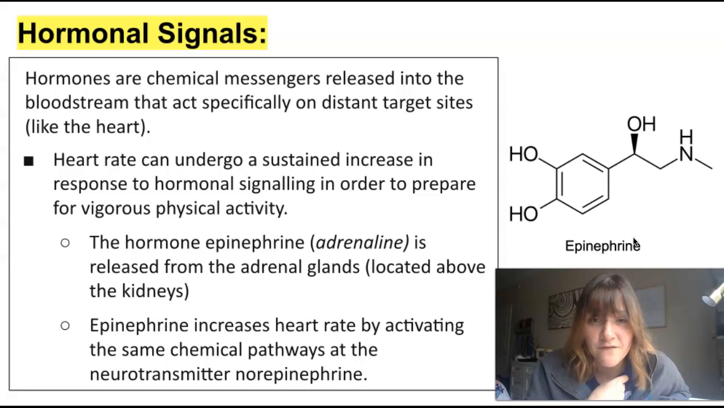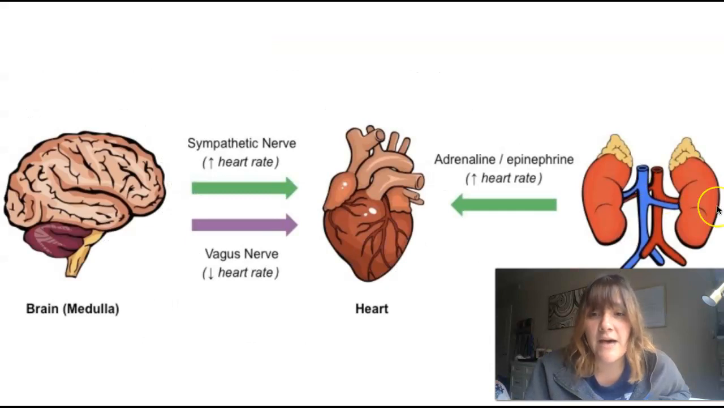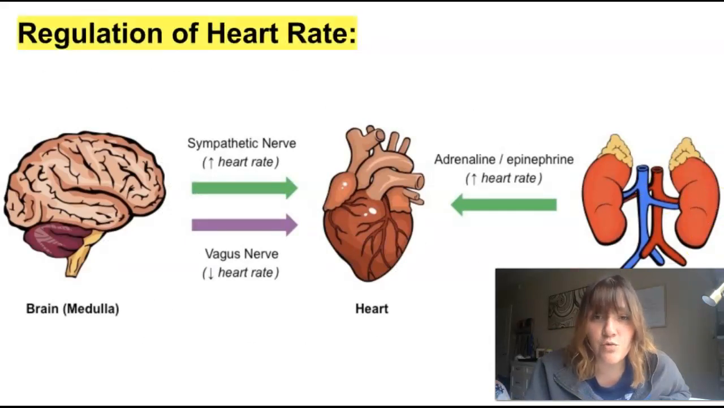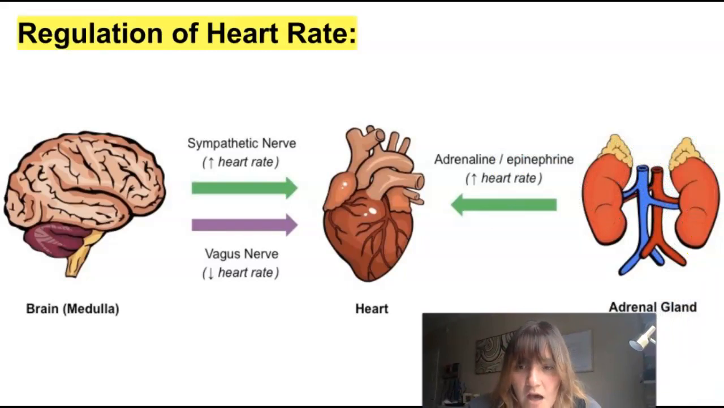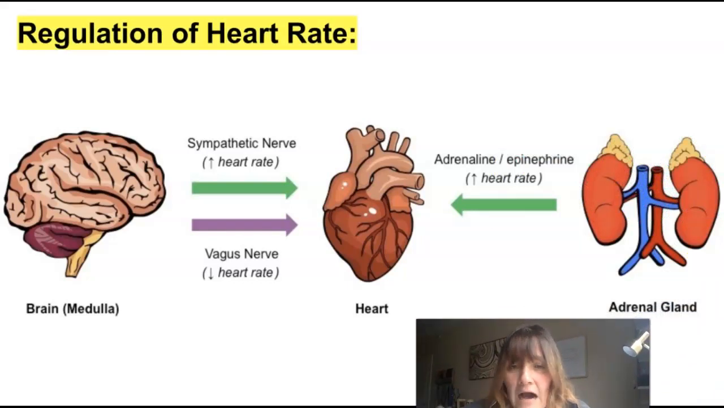So that's really it for controlling heart rate. You learned about two ways heart rate is controlled: nerve signals and hormone signals. And this is just a really great summary of how heart rate can be impacted. So if you want to draw this, you don't have to draw this super specifically. You could just write adrenal gland. You don't need to draw the adrenal glands. But the hormonal pathway is that your adrenal glands can release adrenaline or epinephrine, which is a hormone, and that causes your heart rate to increase.